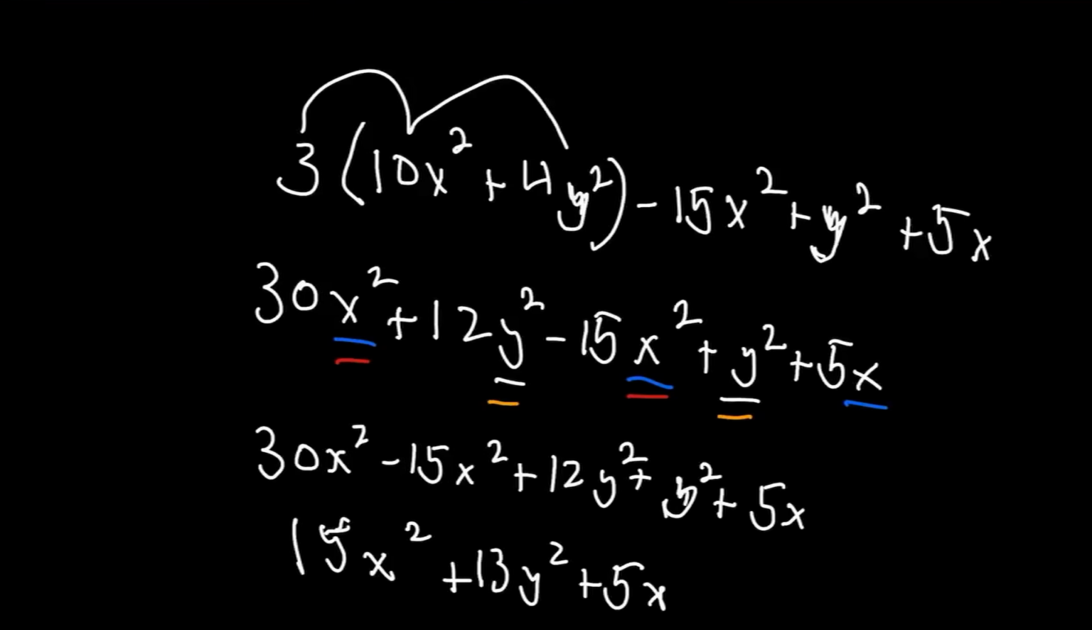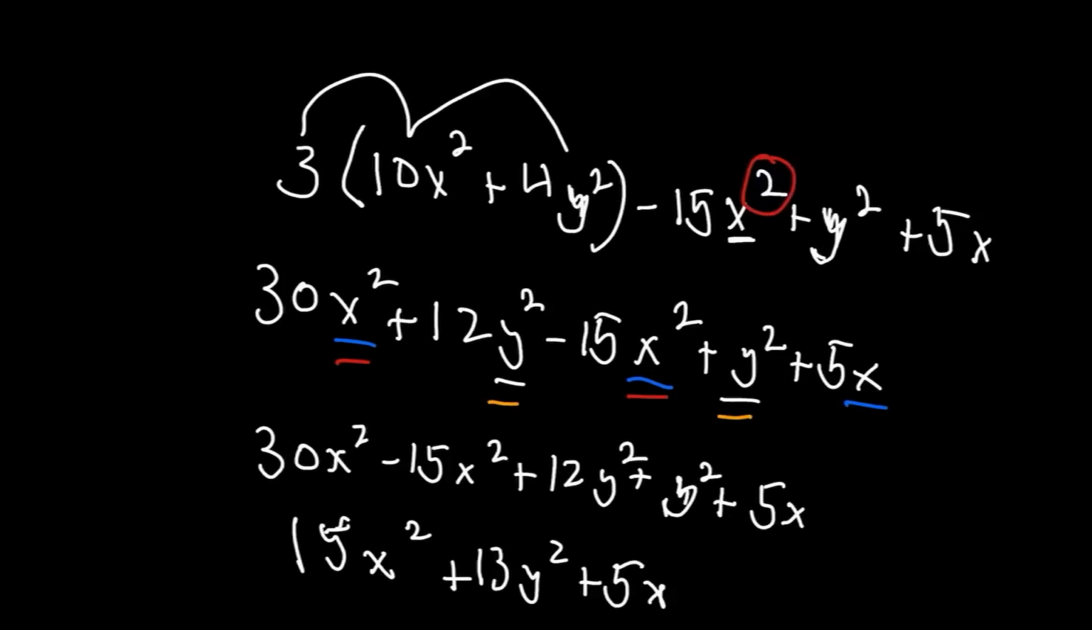So the same rules of algebra still apply. However, you are combining like terms based on their variable and their exponent. That'll be it for this video.